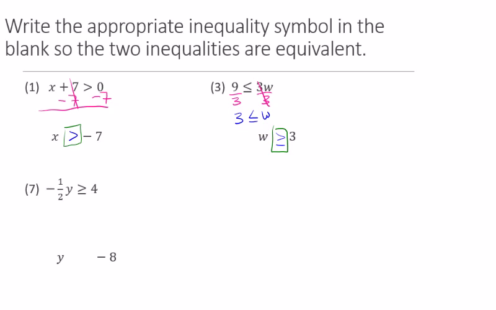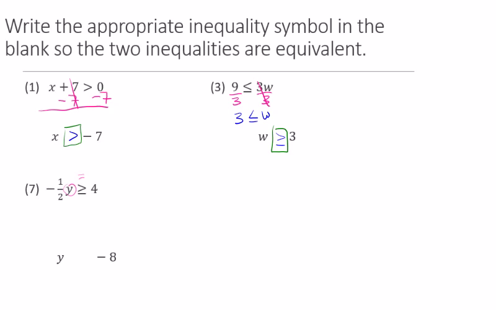All right, number 7. So here we have negative 1/2 y is greater than or equal to 4, right? So for something to be greater than a positive, it would have to be a positive, right? So if we were multiplying a negative times y, what has to be true about y? It has to be negative, right, in order to make that a positive. And what times a half would be equal to 4? If we're thinking about it as an equal sign, that's right, it would be 8. So we'd have to have negative 8.